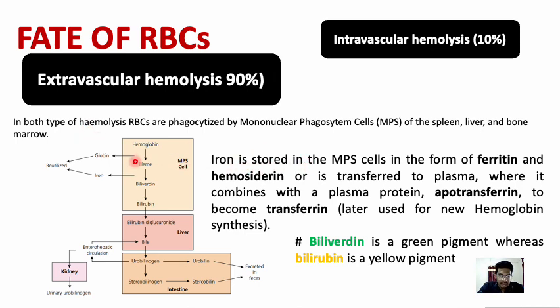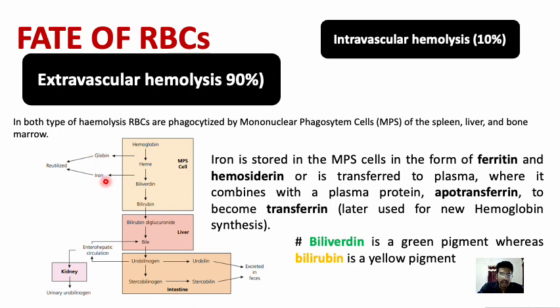Here you can see what is happening. The RBCs are composed of, as I mentioned, hemoglobin as well as water. Hemoglobin is composed of heme and the globin part, which we will see in further slides. Within the mononuclear phagocytic system cells, the hemoglobin is separated into the globin and the heme. The heme again has an iron component, which is also separated, and the remaining part is biliverdin. Biliverdin is a green pigment and bilirubin is a yellow pigment. Up to bilirubin formation, it occurs in the mononuclear phagocytic system cell.